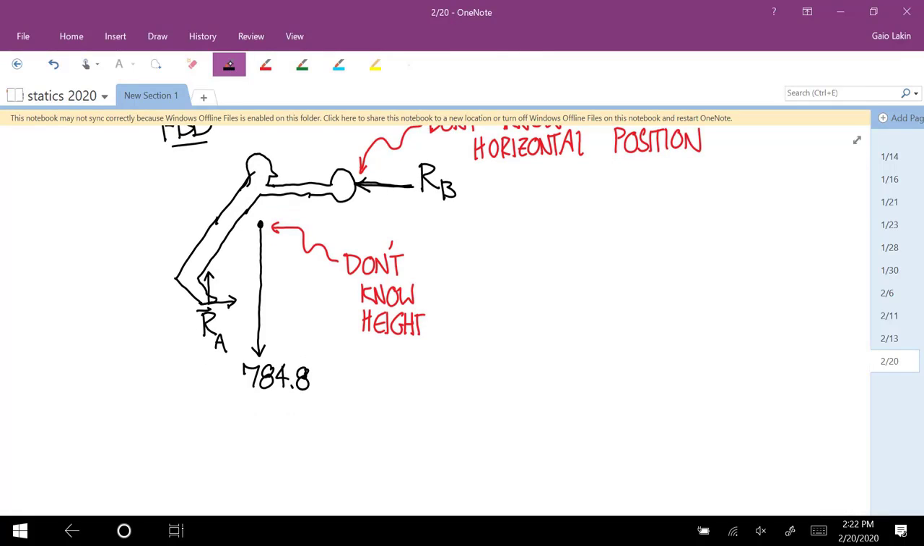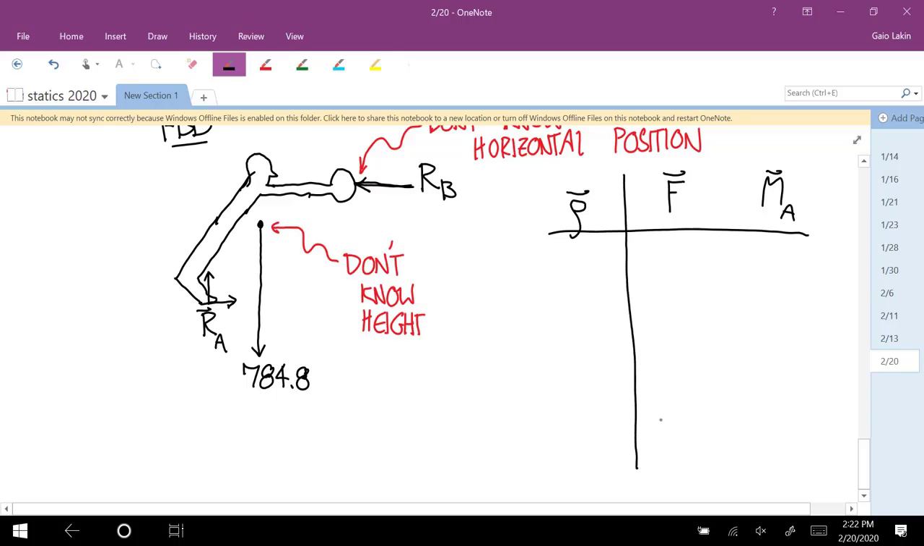So let's fill out a table for rho, force, moment. So first for the force RA, and I'm going to make this the about point. It's acting at the about point, so the rho vector is 0. The force is RAX, RAY, so the moment is 0.